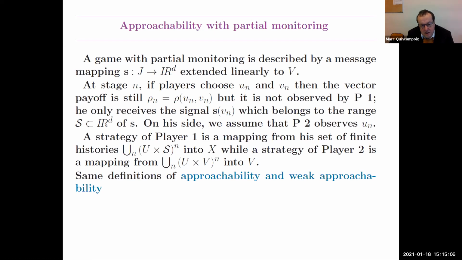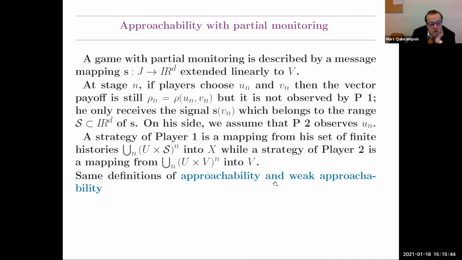It is not symmetric, and I will consider this later. And so the strategy, the difference now, is a mapping of the set of finite histories, but the set of finite histories is no more the union of U times V to the power N, but it is the union of U times S, the range of the signal, into U. There is a mistake here, it should be U, while the strategy of the second player is the same as previously because he observed everything.